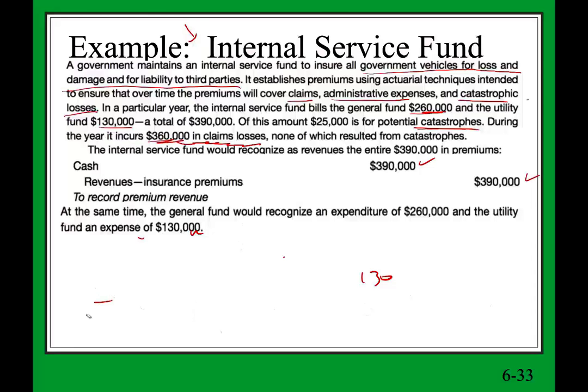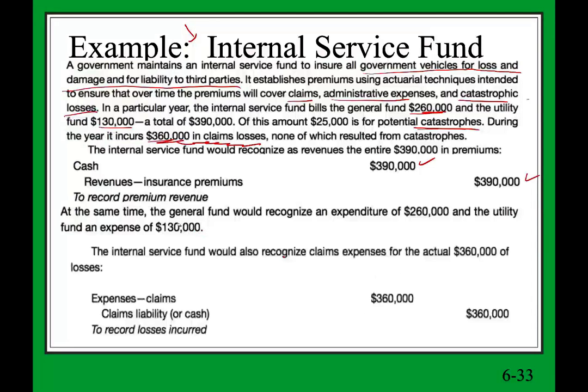Now, what about the claims that they processed for $360,000? The internal service fund would recognize the actual claims of $360,000. So they debit expenses, which are claims, $360,000. And notice that in the internal service fund we use the word expense. Why? Because we use accrual accounting. Then they credit either claims liability if they haven't paid it, or cash if they already paid it. Now notice what happened overall.